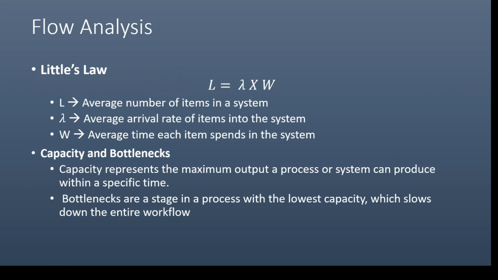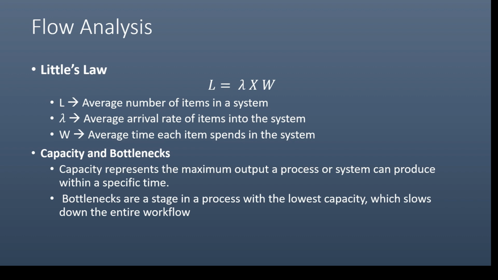Next is Little's law. This formula is used in operations and queuing theory to relate three key metrics of a system. We say L equals lambda times W, where L is the average number of items in the system, lambda is the average arrival rate of items into the system, and W is the average time each item spends in the system.